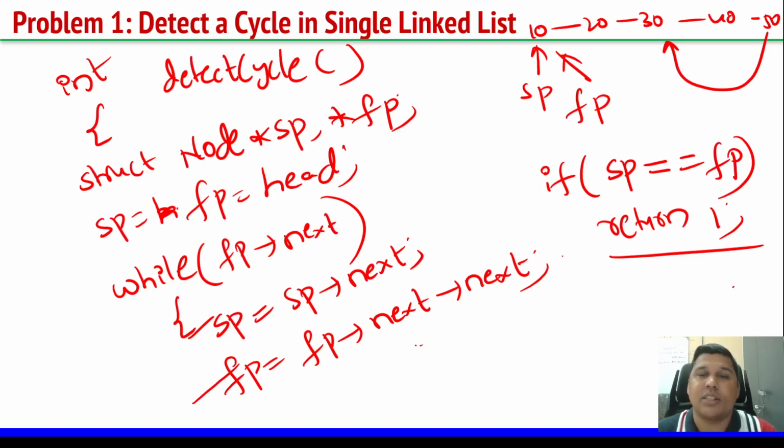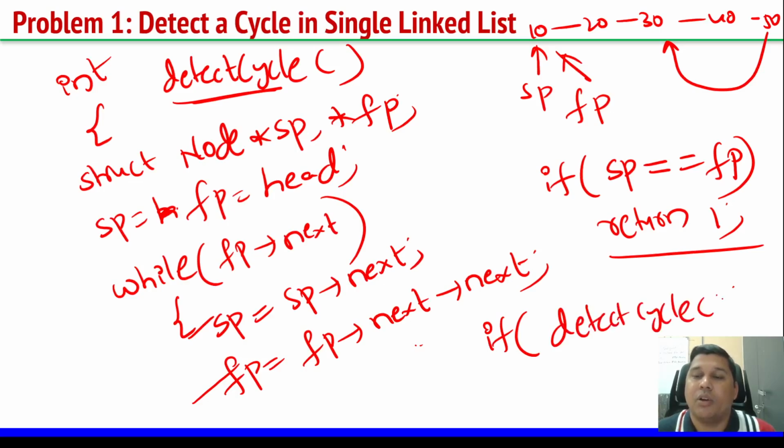Now this is the simple logic. This function detect cycle will give you 1 if there is a cycle. In the main, you write if detect cycle, then you see loop exists, else there is no loop in the linked list. I hope the solution is clear.